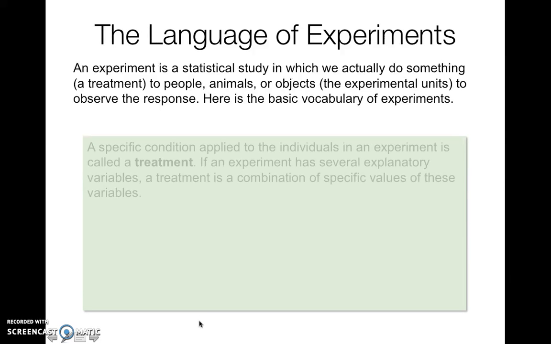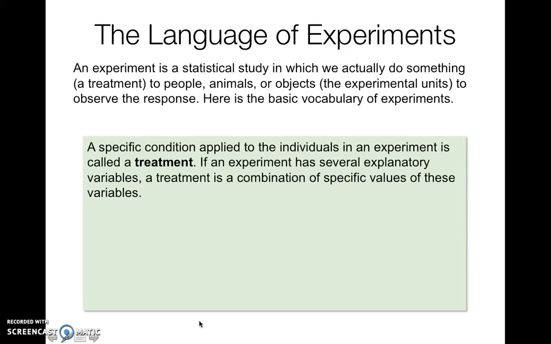And so here's some basic vocabulary. You're going to need to refer back to this chart frequently while watching the video because these words are new to you, and we are going to use them when we're looking at other studies and analyzing other studies. So a specific condition applied to individuals in an experiment, that's what we call a treatment. Some experiments have several explanatory variables, and a treatment is a combination of specific values to these variables.